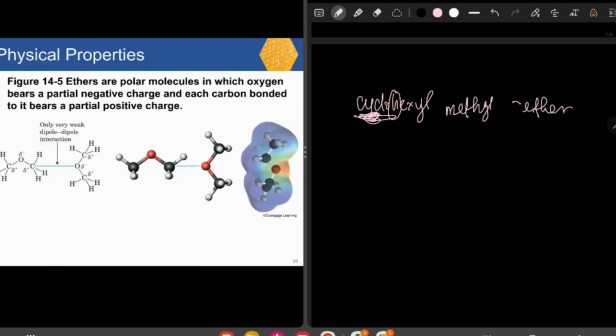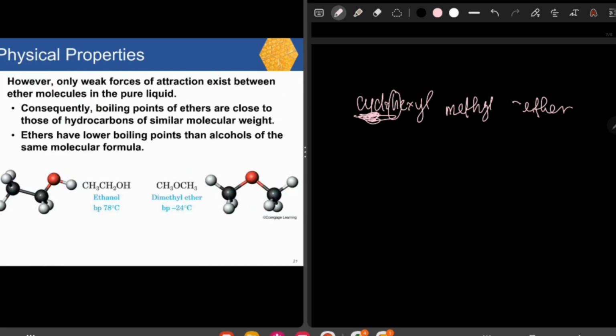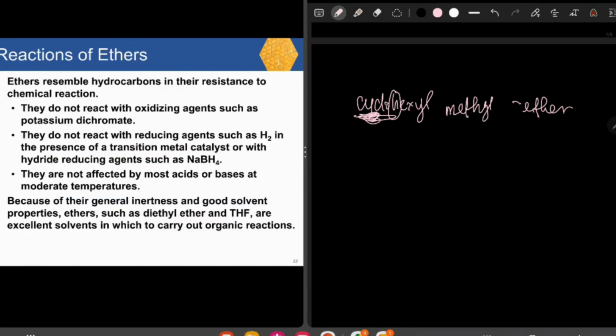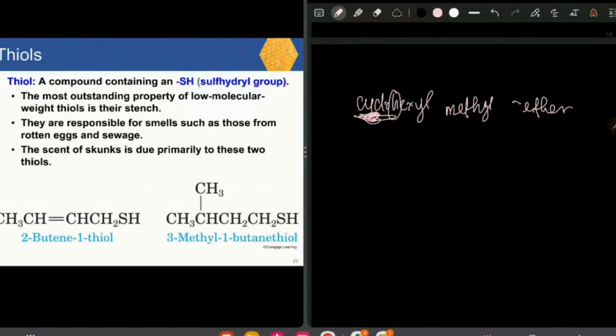Okay, so a physical property ng ating ether is that they have weak forces of attraction between ether molecules in a pure liquid. So boiling points are close to those of hydrocarbons of similar molecular weight. Remember this, ethers have lower boiling points than your alcohol. Another is ether resembles the hydrocarbon in their resistance to chemical reaction. And they do not react with reducing agents such as yung H2 in the presence of transition metal.